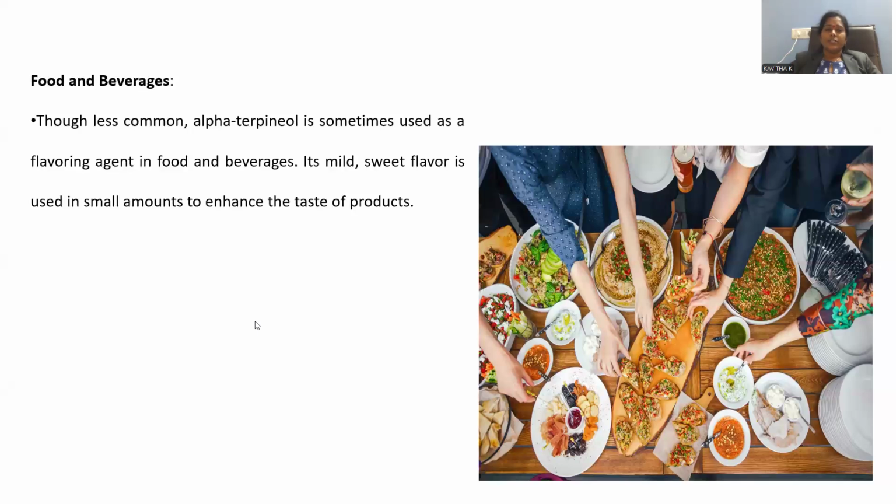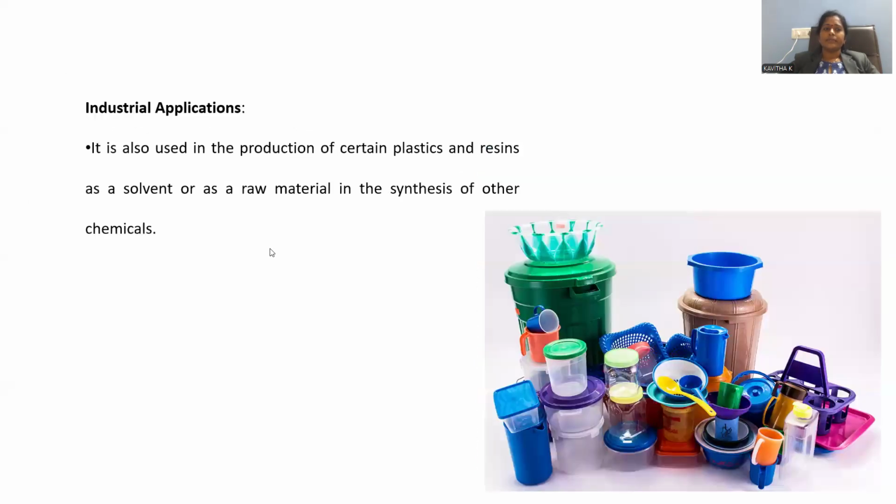Food and beverages: being an essential oil, it can also improve the flavor of foods, so that we can use this alpha terpineol as a flavoring agent in food and beverages, but not very commonly. But there is a provision to improve the taste of food material, so in food and beverages it is a kind of flavoring ingredient we can add in order to improve the taste of those products, but it is not common practice. So sometimes you may use this.